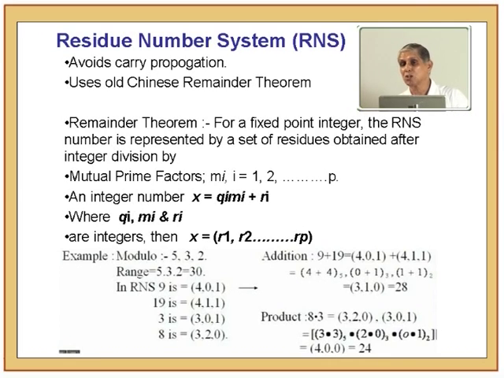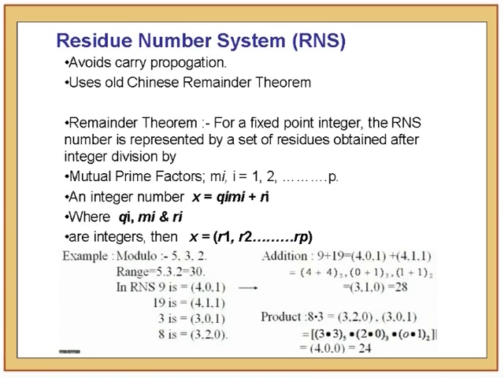But as I say, it depends on the bit size you are using. For a DSP, this works very well, because you have recursive systems, and there it works very well. But for a microprocessor, no one uses RNS.